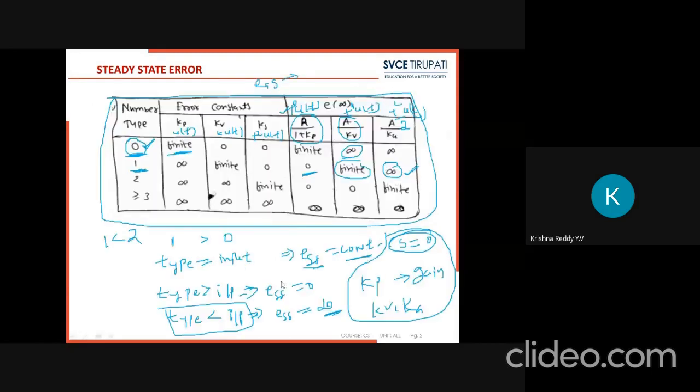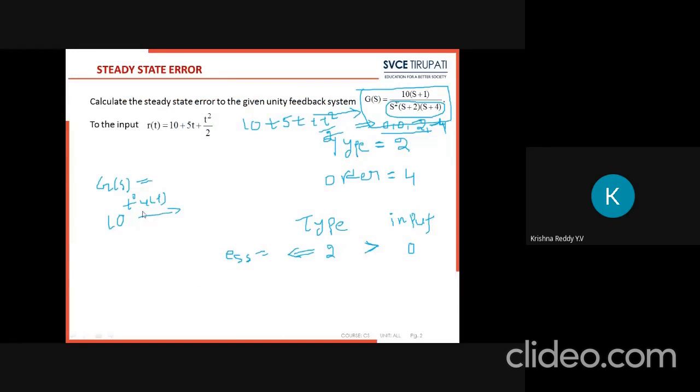If you look at this equation, when type is greater than input, we get a steady state error value of 0. When type is less than input, we get a steady state value of infinity. When both are equal, we get a constant steady state error value depending upon its input, either A by 1 plus Kp, A by Kv, or A by Ka. Now the type is greater than the input. What is the steady state error? When type is greater than its input, the steady state error value is 0.